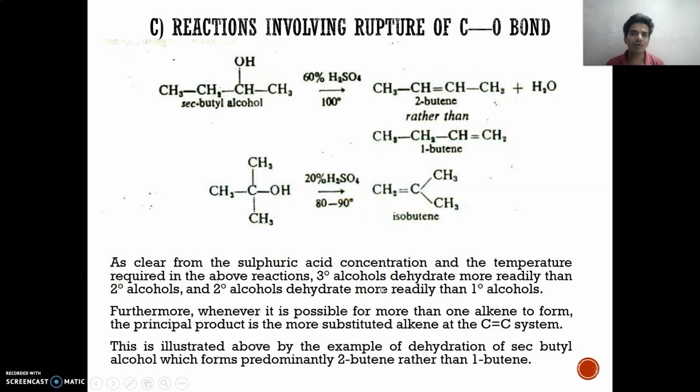As is clear from the sulfuric acid concentration and the temperature required in all these reactions, tertiary alcohols dehydrate more readily than secondary, and secondary alcohols dehydrate more readily than primary. Further, whenever it is possible for more than one alkene to form, the principal product is the more stable alkene, the one with the more substituted C=C system.